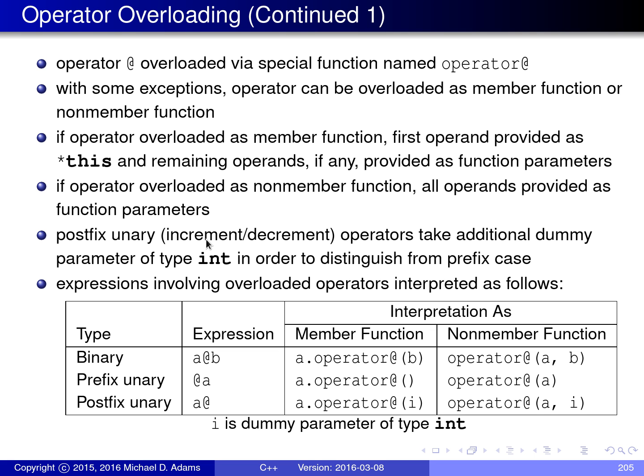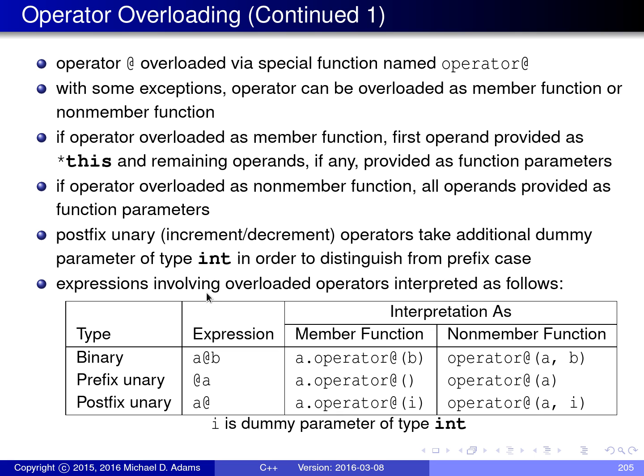So because of this, there needs to be a way to distinguish between the postfix and prefix versions of increment and decrement, and the way this is accomplished is by providing a dummy parameter of type int to the operator function. So in the case of postfix increment and decrement, the operator function has a dummy parameter which has type int that's never used for anything except to distinguish between the prefix and postfix versions of the operator.